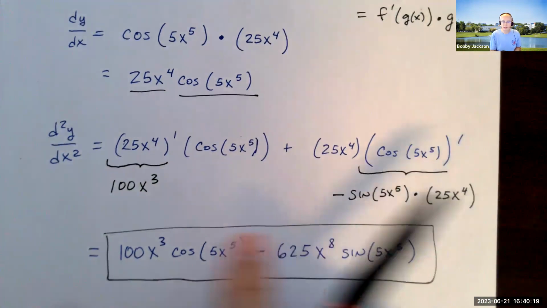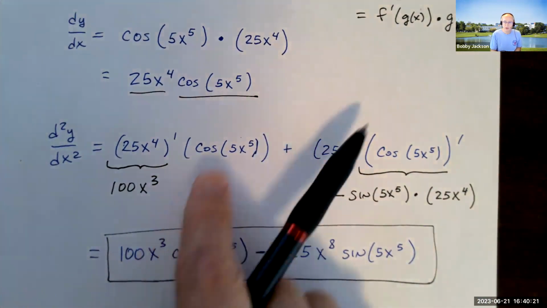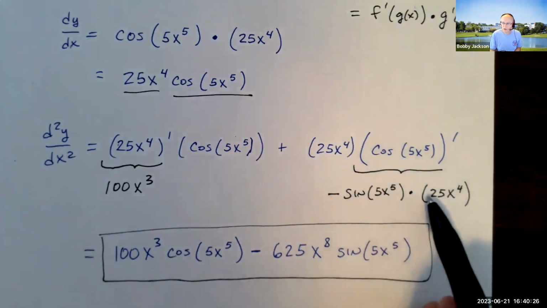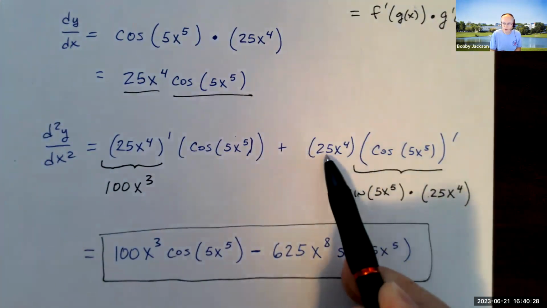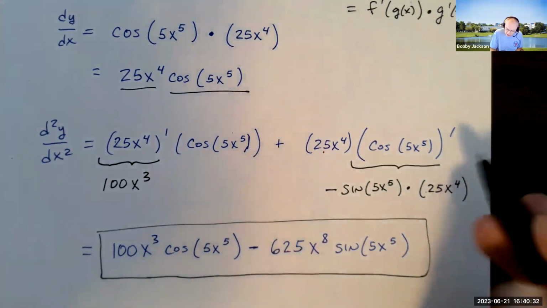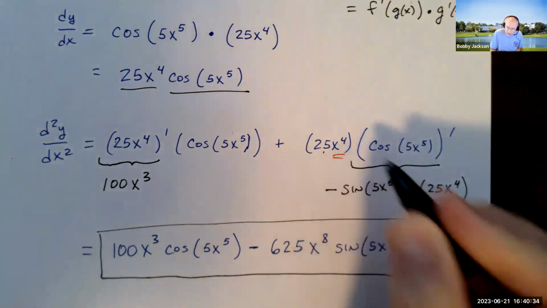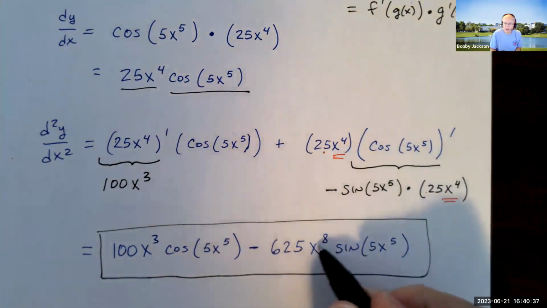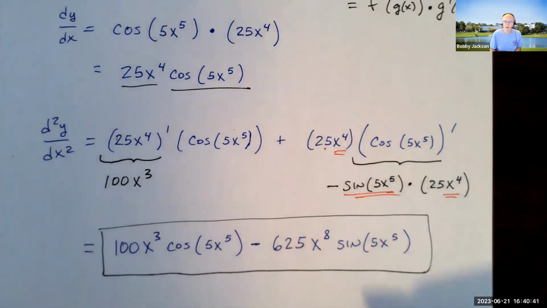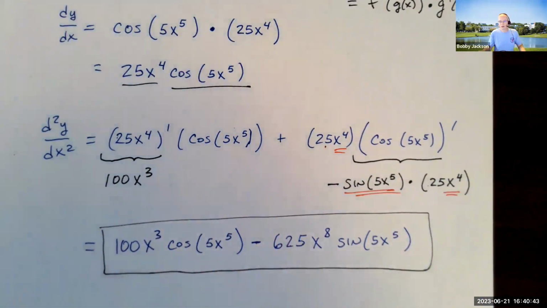Okay, so cleaning this all up, I've got 100x cubed cosine of 5x to the fifth. And then I've got this negative 25 times 25 gives me a negative 625. And I've got an x to the fourth times an x to the fourth. Remember, we add the exponents there. I get x to the eighth. And then I've got this sine of 5x to the fifth. So there is my final result.